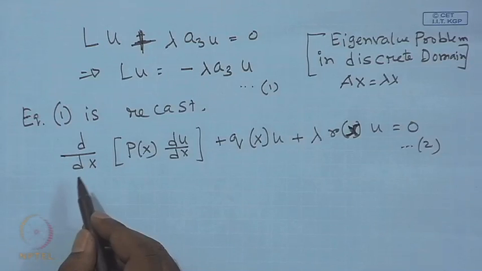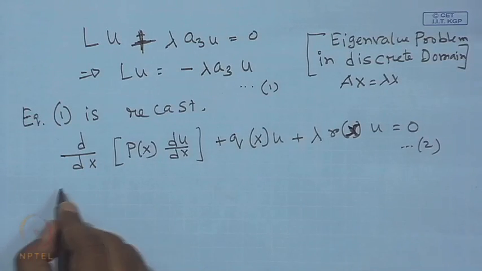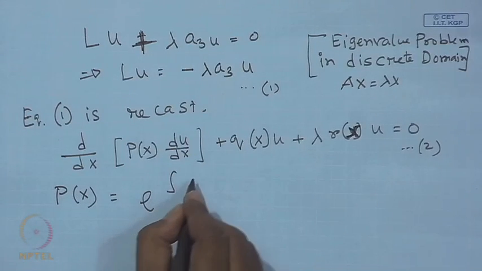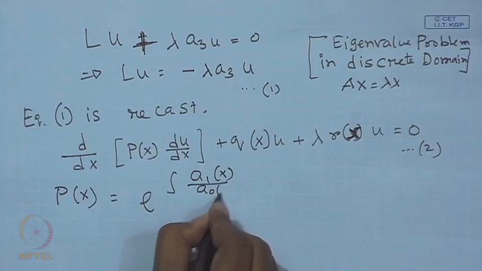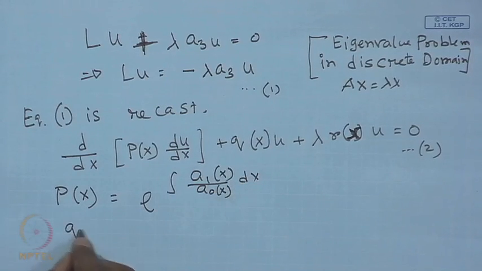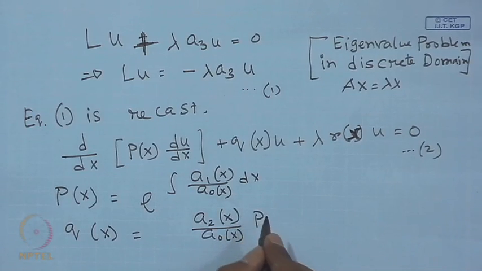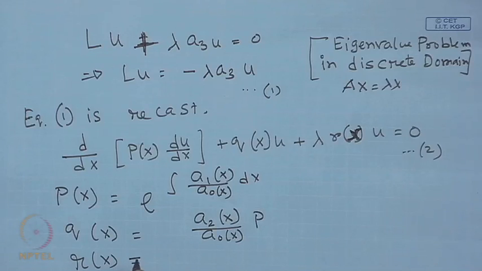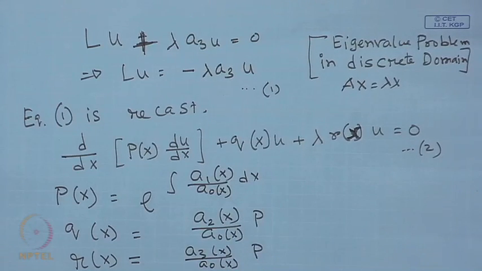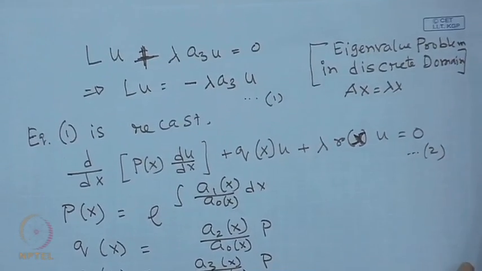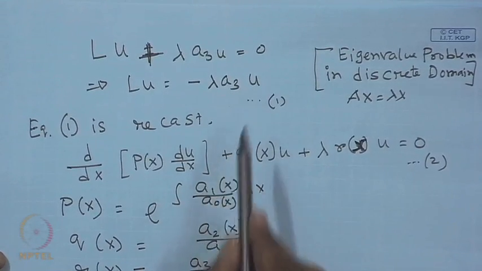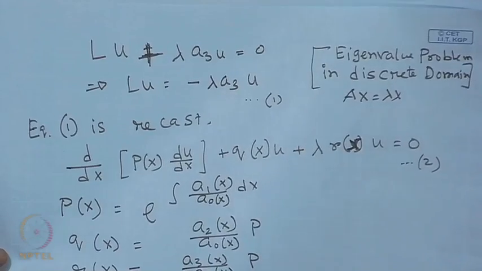Now, these two equations will be identical because we define p, q, r such that p of x is e to the power integral a 1 x divided by a 0 x dx. Q of x is nothing but a 2 x divided by a 0 times p, and r of x is nothing but a 3 x divided by a 0 x times p. Now, we can substitute p, q and r in this equation and we will be getting back this equation. So, let us try to do that and prove that the form of L u is equal to minus lambda A 3 u and this form, that is equation 1 and 2, are identical in nature.